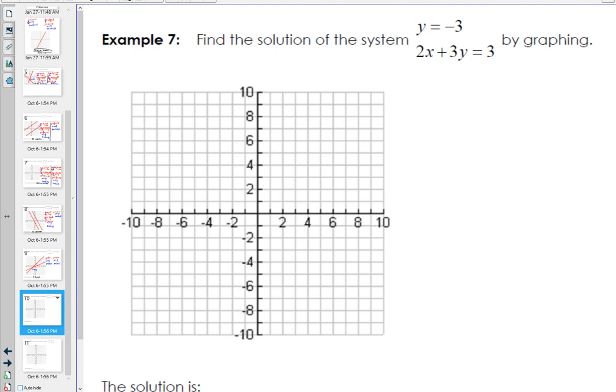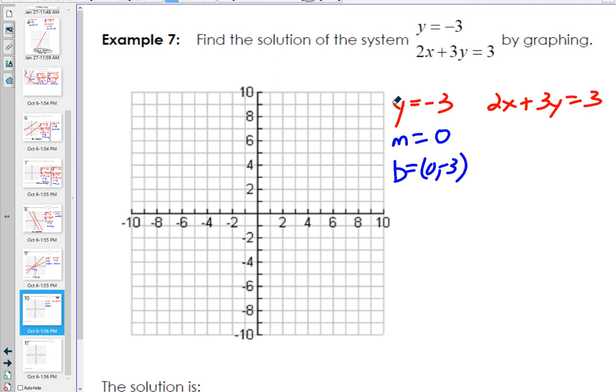It's not like the seventh example, but it's one of the example 7. So this one people mess up because they forget that when there's no x, you don't do nothing. No, you do something. It's just the slope is 0, and it's going to be a horizontal line. So all I need is 1 point, and then I draw a horizontal line across that point.